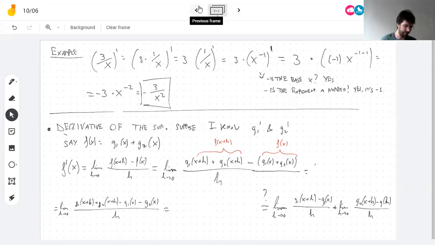So let's see if I left exactly the right amount of space. If I take this fraction and split it into two, a fraction whose numerator has all the g1s and a fraction whose denominator has all the g2s, then the next step would be given by the limit law, given that I know those two limits on the right. They're the derivative of g1 and the derivative of g2.